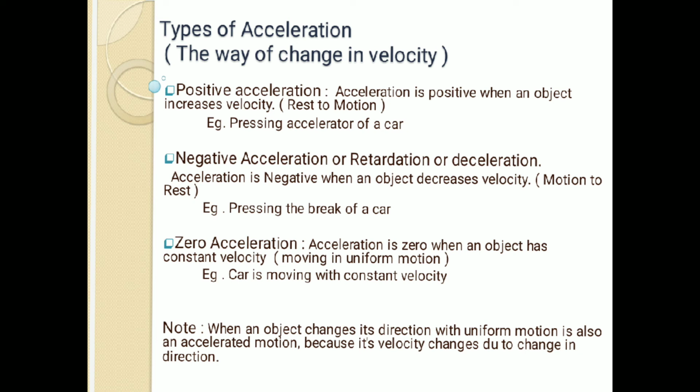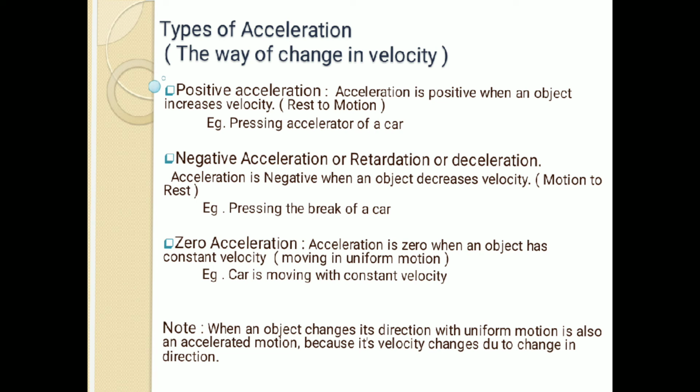Last one is zero acceleration. Acceleration will become zero when an object has constant velocity or is moving in uniform velocity. If an object is moving in uniform motion, acceleration will become zero. Why? Because there is no change in velocity at all. In uniform motion an object covers equal distance in equal intervals of time, so it is a constant velocity. No change in velocity means acceleration will become zero.